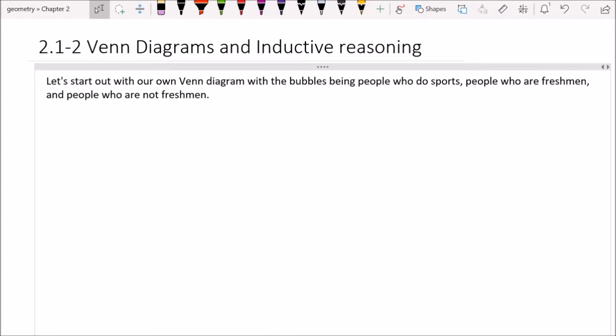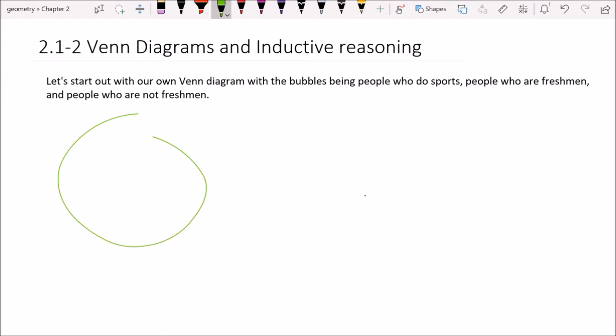Boyden. I'm back with you today to look at Venn diagrams, and we're going to talk about something called inductive reasoning, which is going to be really important as we go forward and learn more math. But let's start with Venn diagrams. Now guys, I think you probably have seen Venn diagrams before, and you probably drew them like this.